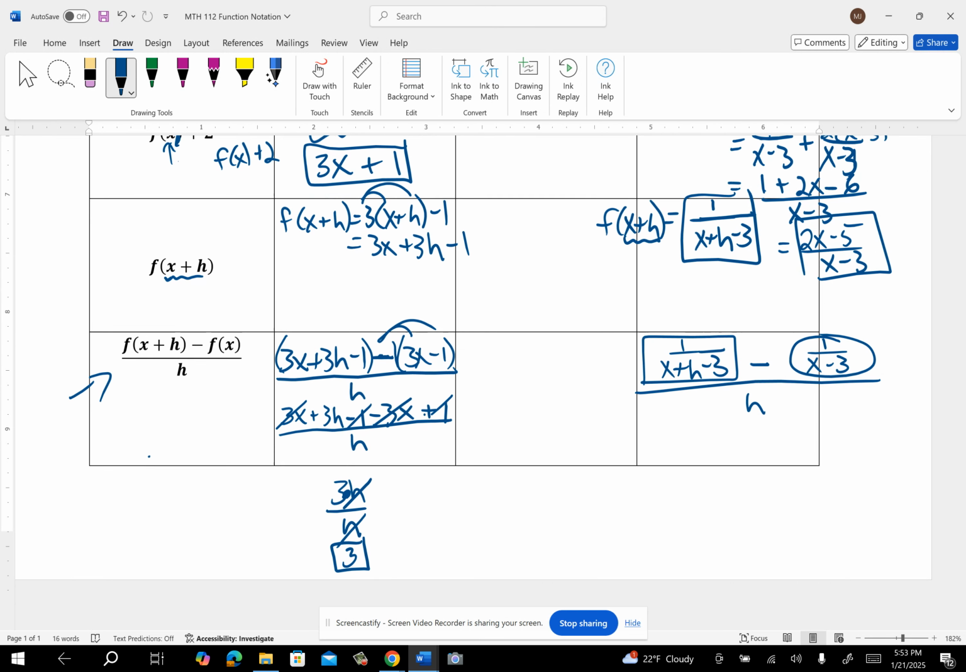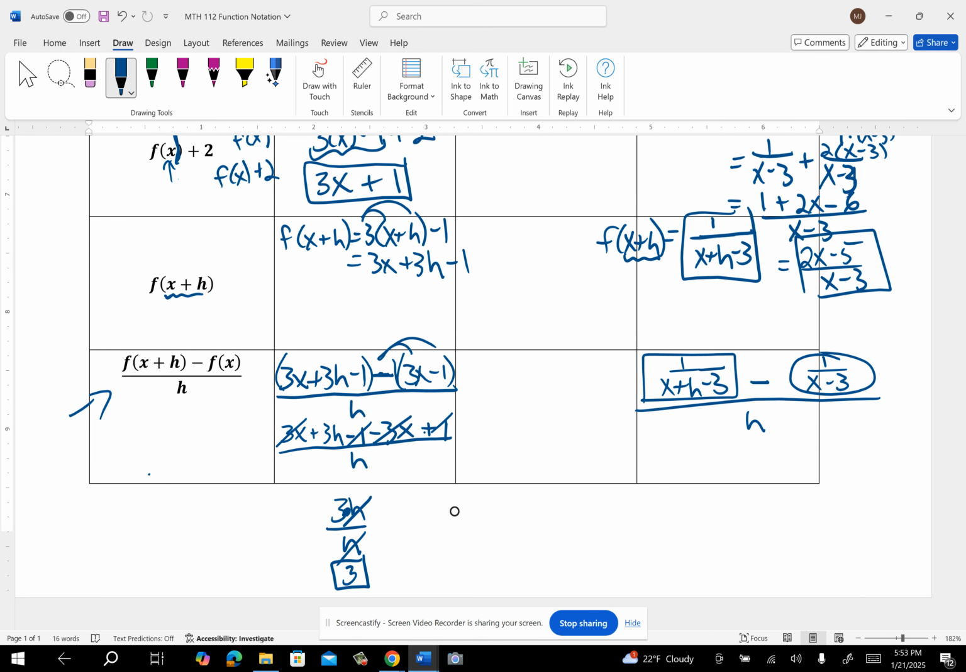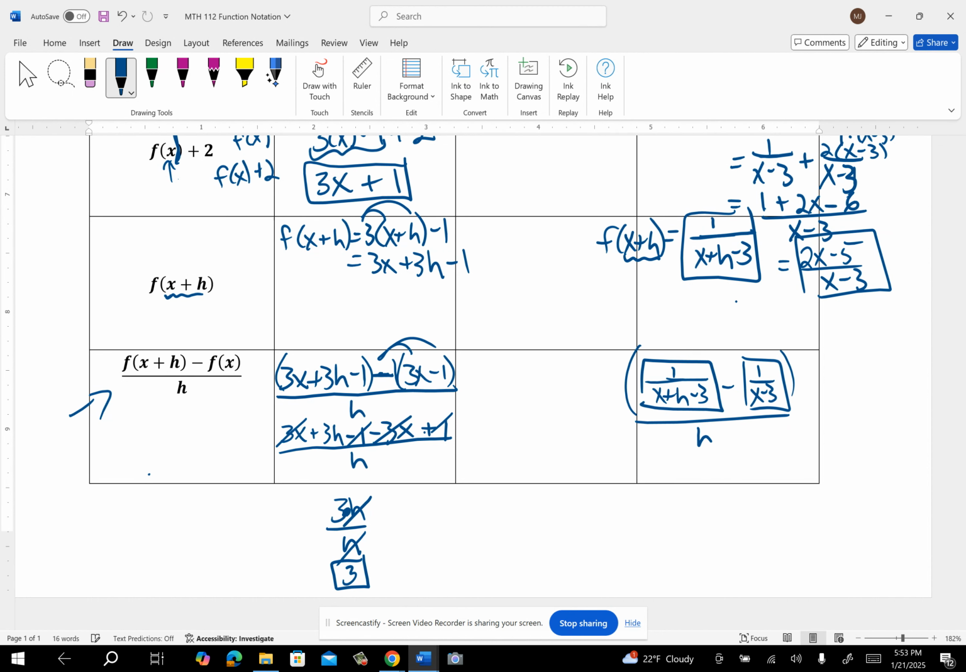Now there's some simplifying we need to do here. There's lots of ways you can simplify. I'm going to write that a little smaller so I have some room at the end to do my simplifying part. So I'm going to put my f of x plus h minus my f of x all over my h. So that's 1 over x plus h minus 3, then 1 over x minus 3, all divided by h.